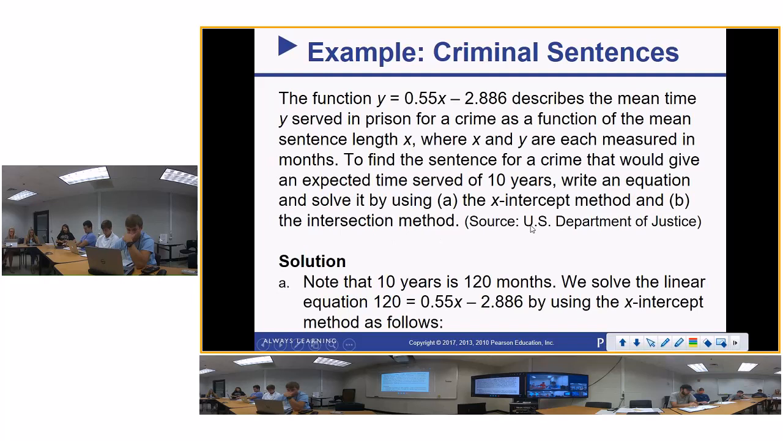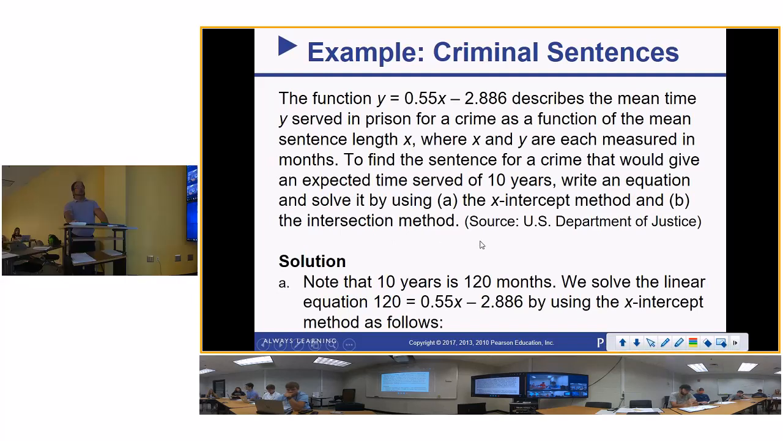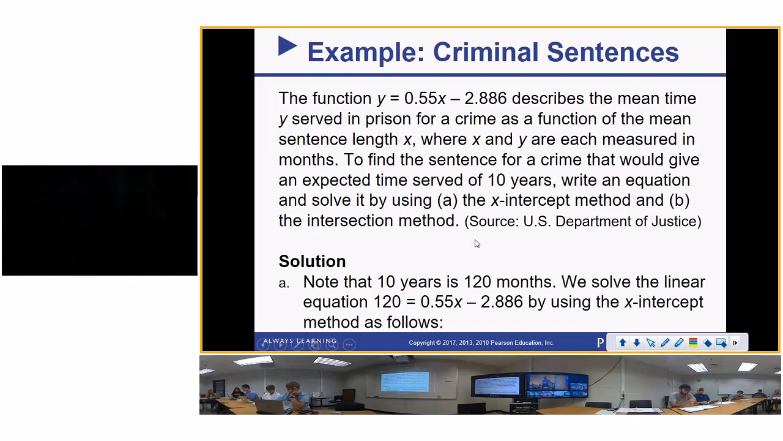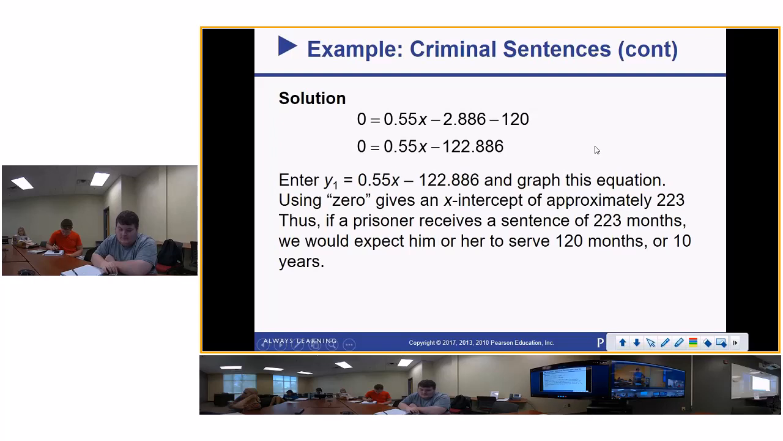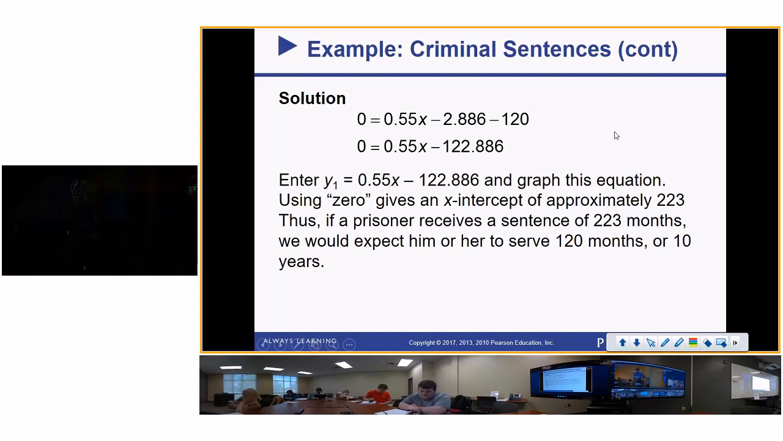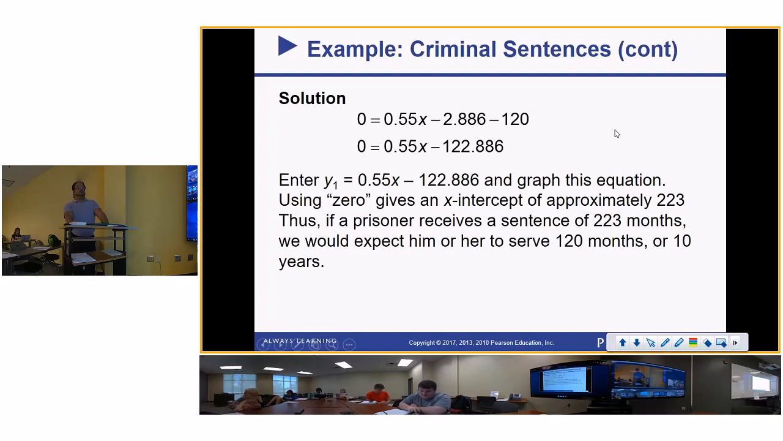So, when you set them equal to each other, or you graph both the lines, y is equal to 120 and y is equal to 0.55x, you should see them intersect at 223. So, if a prisoner receives a sentence of 223 months.